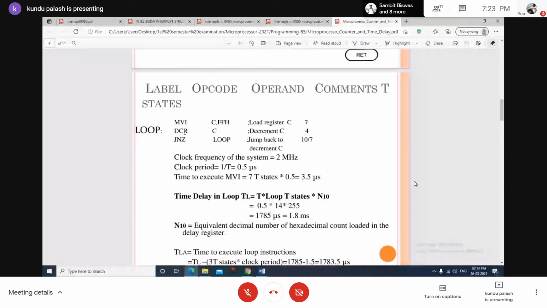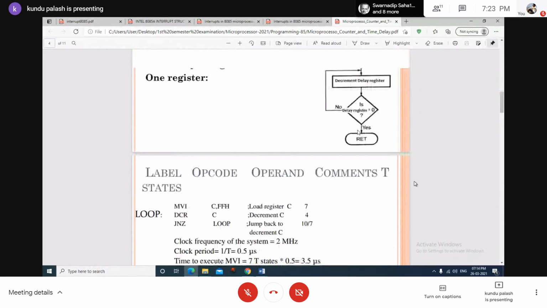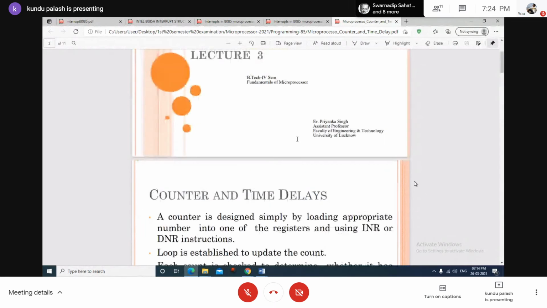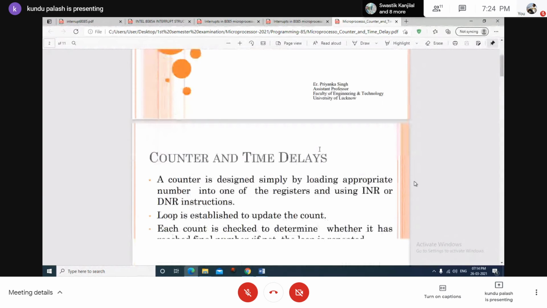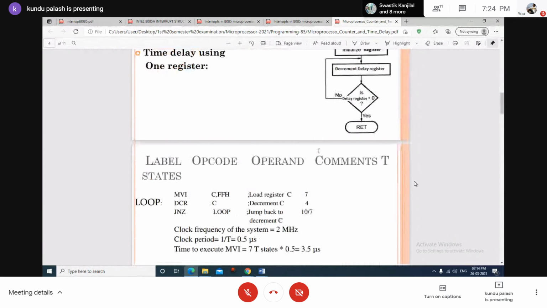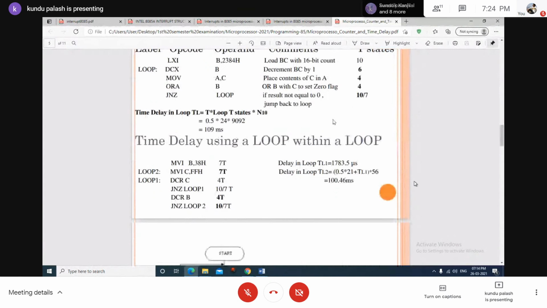Then we have to compare whether the counter has reached the FF value. The same thing will be done by using the up counting program. But in general, the time delay program uses the down counting method. So basically, the application of the counter will exist in the time delay generation.